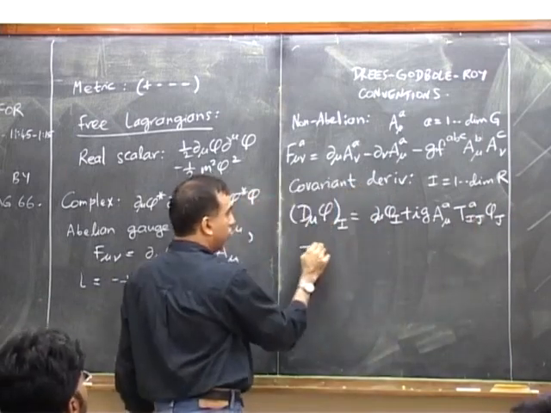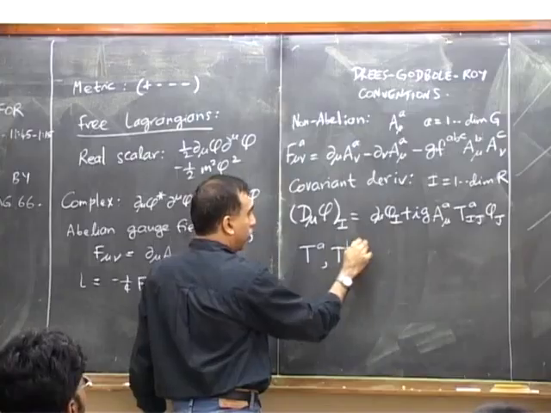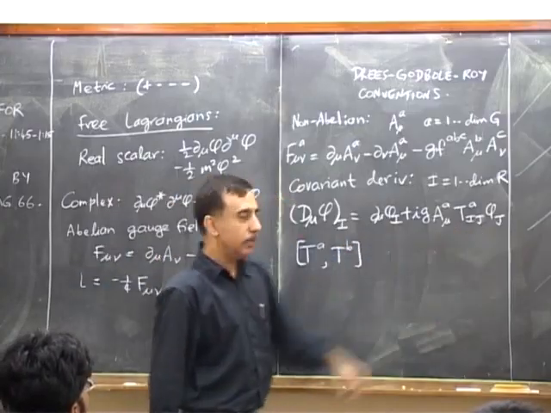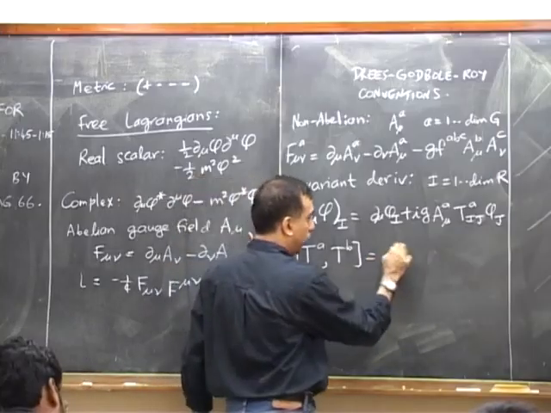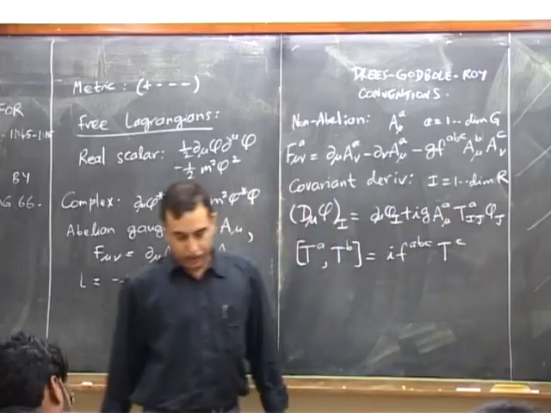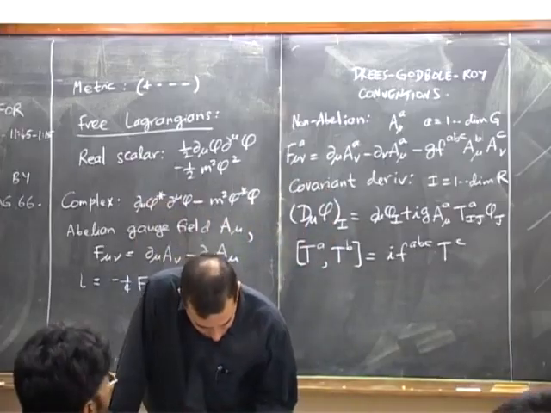generators in some representation, and they satisfy, as matrices with indices I J, that the commutator of T^A with T^B is i f^ABC T^C. Okay.